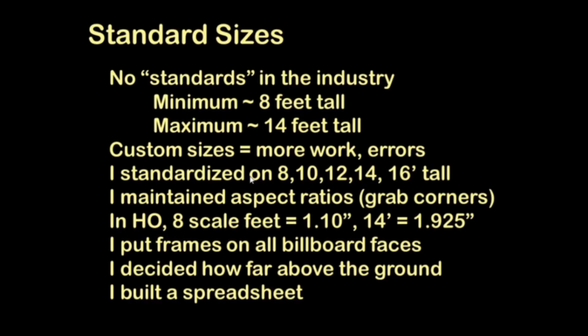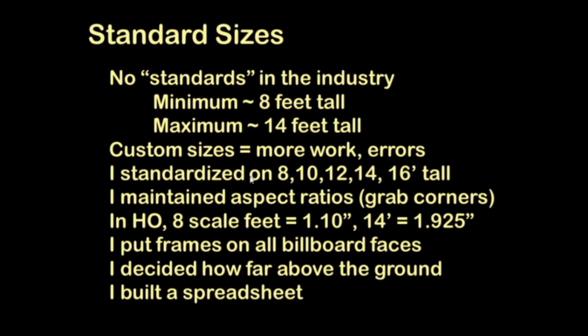I also decided to always maintain the image's aspect ratio, the ratio of the height to the width that I found in the original images I downloaded. That is to say, if the original artwork's height was 200 pixels and the width was 600 pixels, an aspect ratio of 1:3, and I decided to make a sign that was 8 scale feet tall, that would mean that the width would have to be 24 scale feet. No scaling in just one dimension would be allowed.